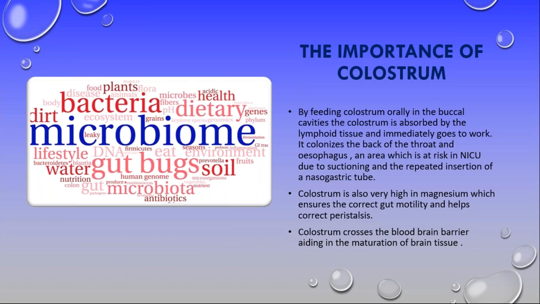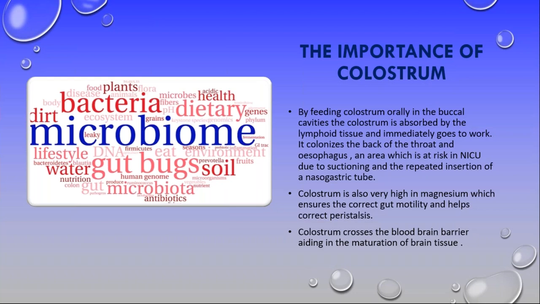By feeding colostrum orally in the buccal cavities, and your buccal cavities sit on either side, in your cheeks, so that it's the actual inside of your cheek, that's the buccal cavity. The colostrum is absorbed there via the lymphoid tissue and immediately goes to work. The minute you feed a bit of colostrum orally, even if a mother brings you 0.2 of a mil of colostrum that can be put into the baby's mouth, it will start colonizing that baby's gut from the tip of his tongue down into the rest of the gut.